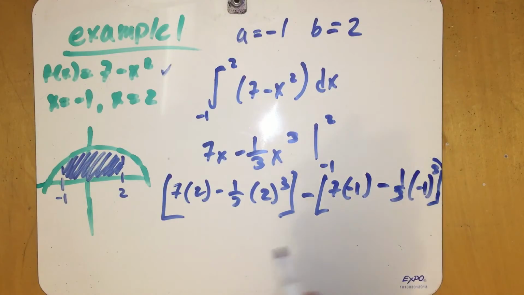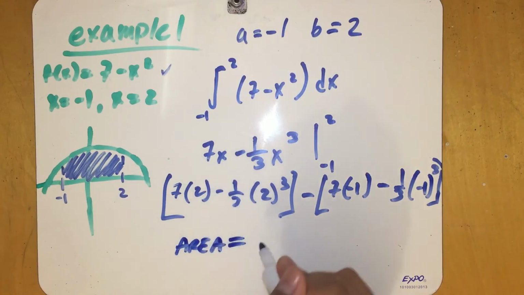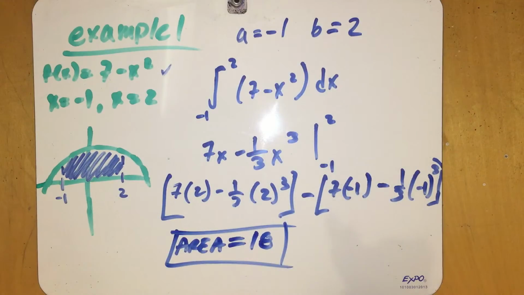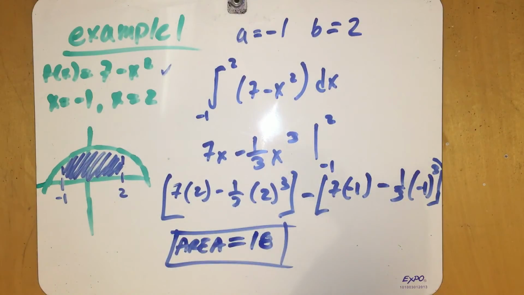And if you calculate it right, I believe the area is equal to 18. And yeah, that's basically how you find an area under a curve with respect to the x-axis. You could also do it with respect to the y-axis, and I'll show you that in a little bit perhaps.